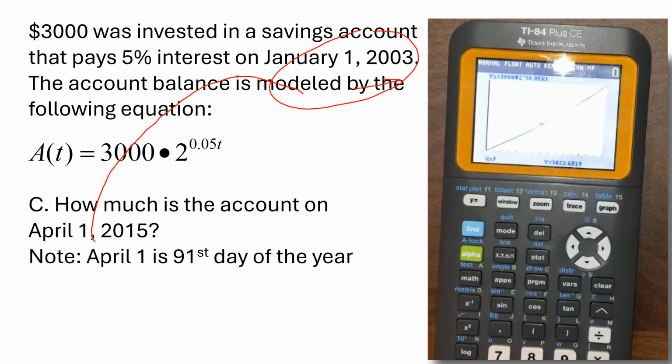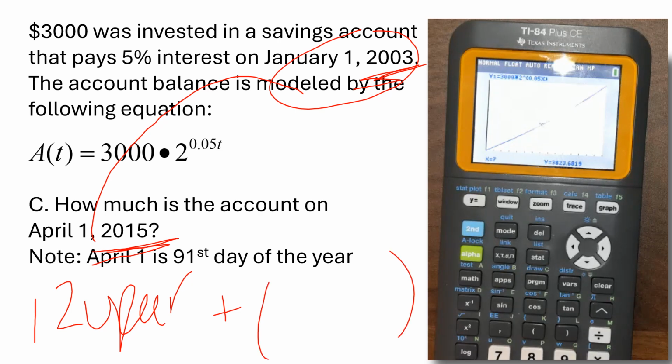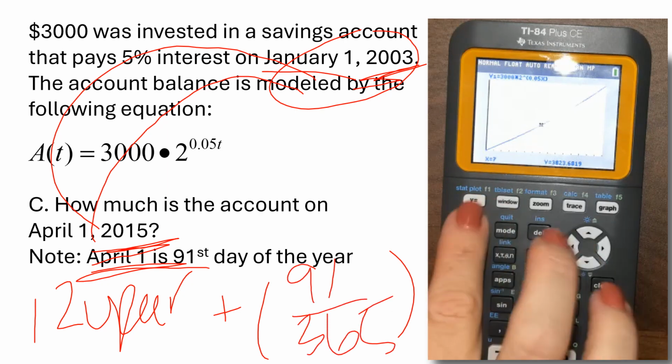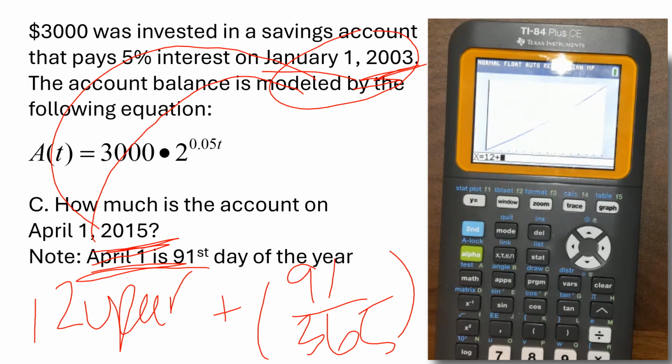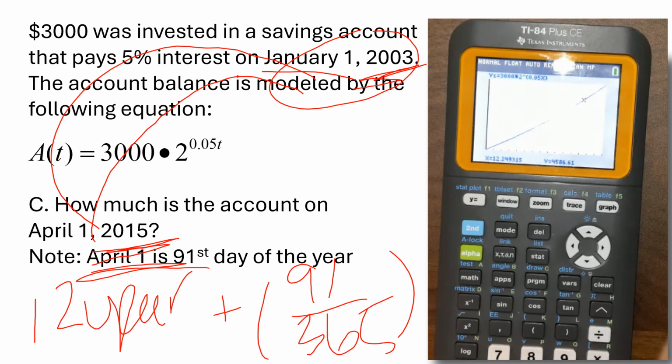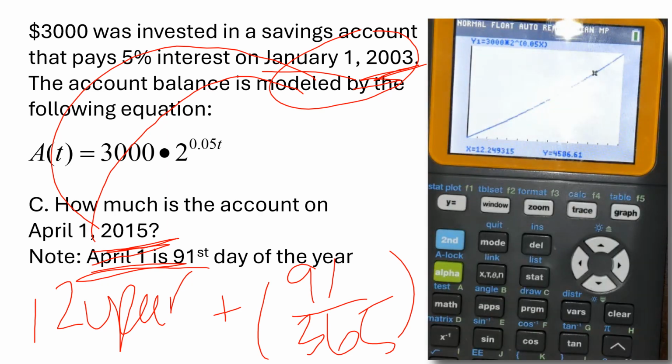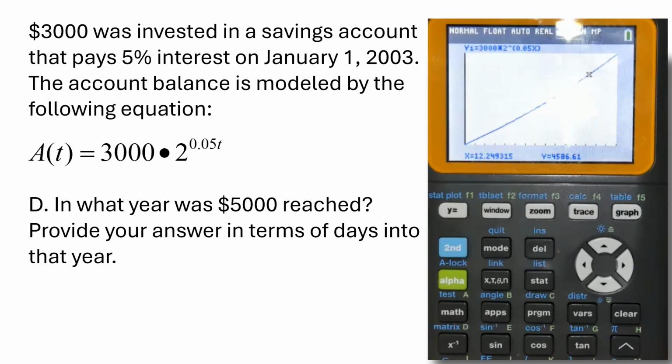Similar to part C, but now there's this additional leftover or partial of a year. So from 2003 to 2015 is a difference of 12 years. But then we have this additional portion. How many days after January 1st is it to April 1st? And it tells us there's 91 days. So it's a part of a year. When I plug it in, I need to account for that partial year. So it's 12 plus, in parentheses, 91 divided by 365. And again, I'm going to round to the nearest cents, so $4,586.61.